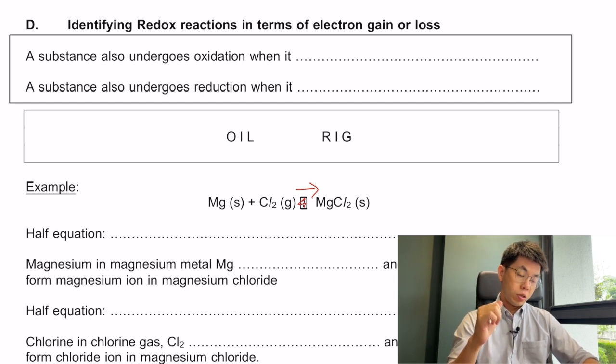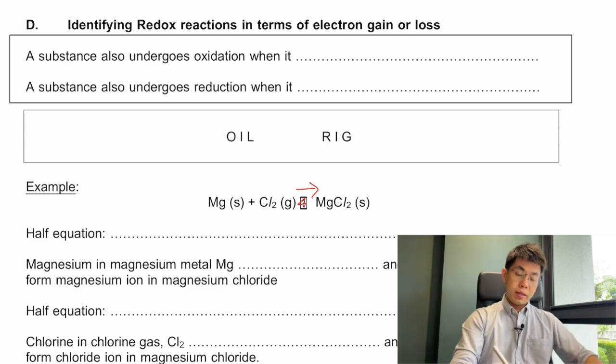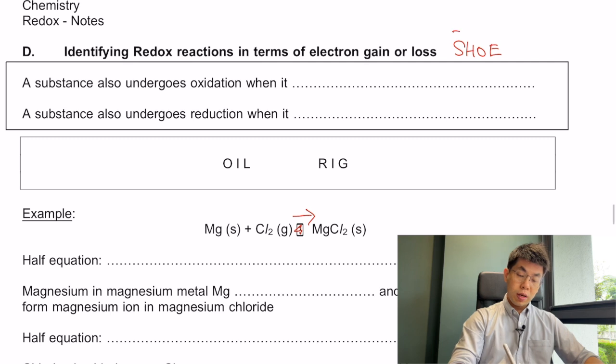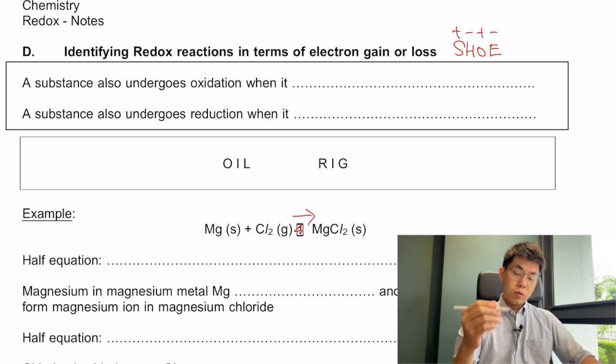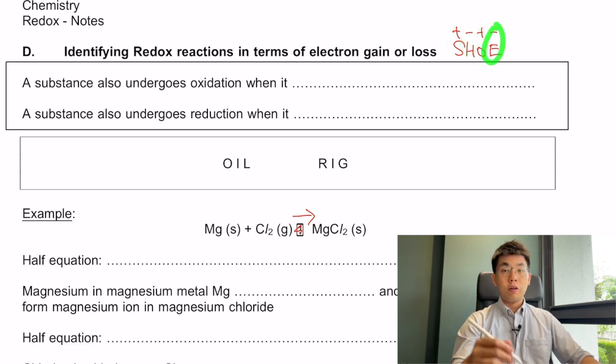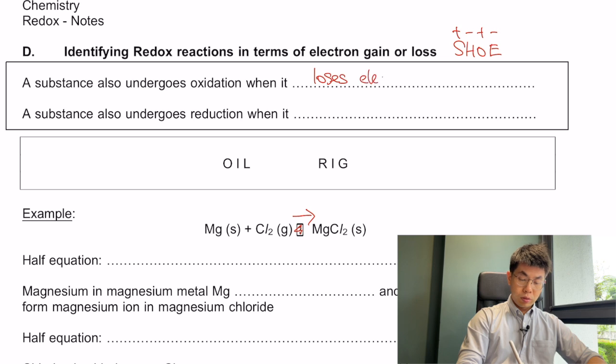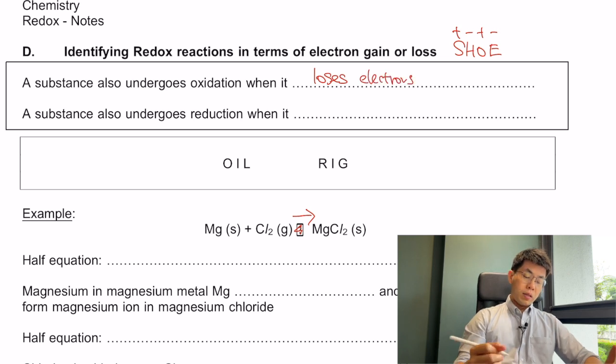So, we have already learned SHOE, right? And for oxidation, plus, minus, plus, minus. So oxidation is the increase in oxidation state, the loss of hydrogen, the gain of oxygen, and the last one, the loss of electrons. So a substance goes through oxidation when it loses electrons, right? And a substance goes through reduction when it gains electrons.